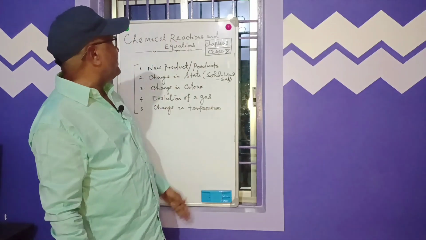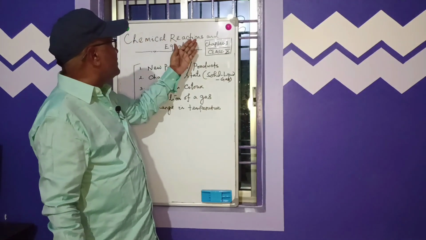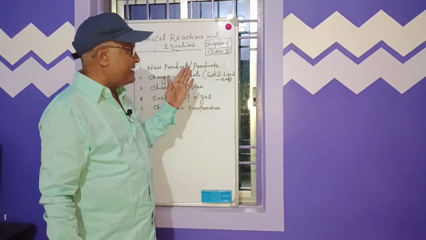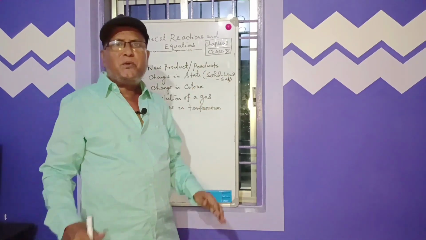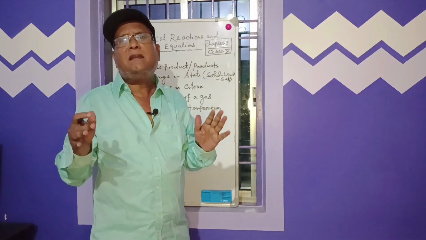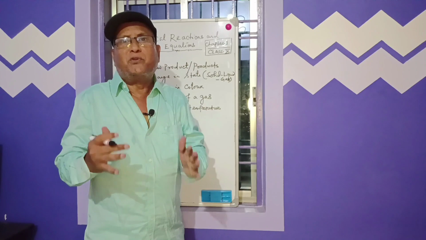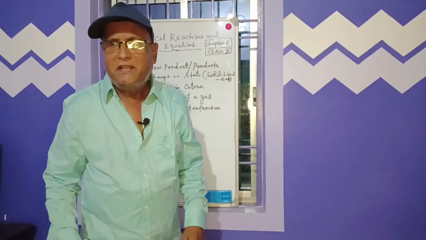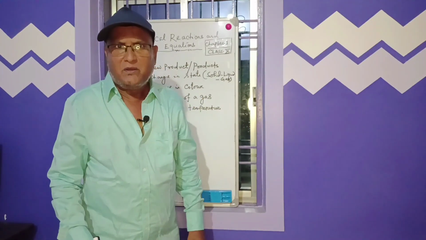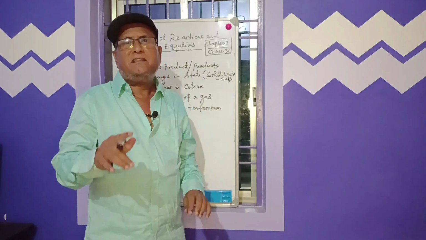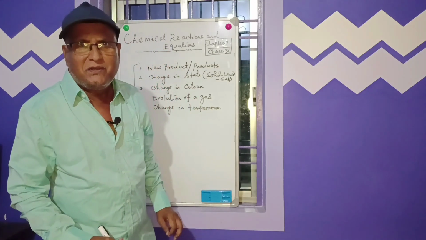And this is our topic today, chemical reactions and equations for class 10 in chapter 1. So, what's a chemical reaction? A chemical reaction is a process of chemical change. It means a chemical change. When there is a chemical reaction, chemical change occurs.